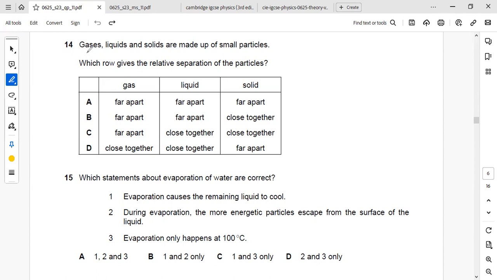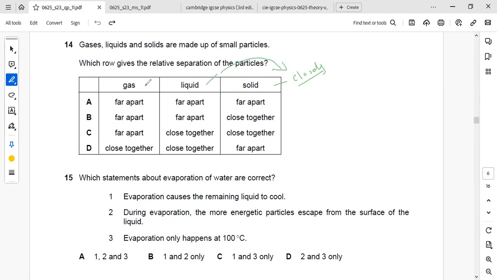Hi everyone. Our next question is: gases, liquids, and solids are made up of small particles. Which row gives the relative separation of the particles? We know in solids the molecules are very closely packed. In the case of liquids, the molecules are slightly apart, but still closely together.